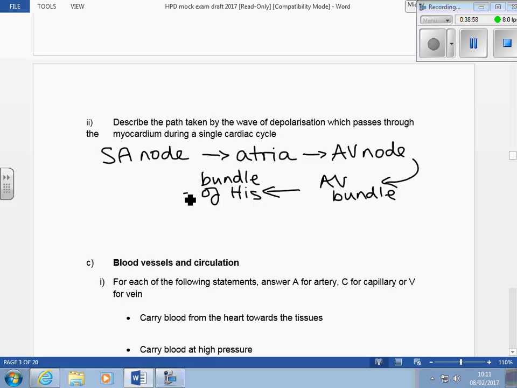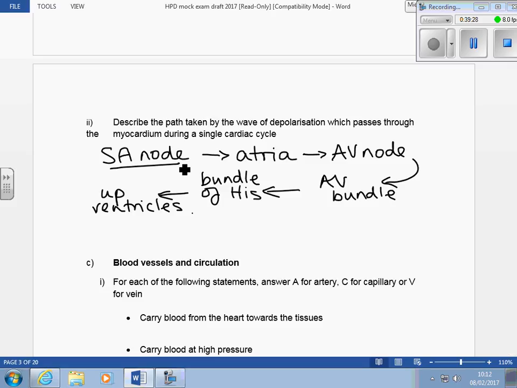And then the wave passes. The Purkinje tissue is part of the bundle of His, but it's then spreading up the walls of the ventricles, isn't it? So up the ventricles. Concentrate on that particularly. There's a big hint: the sinoatrial node.